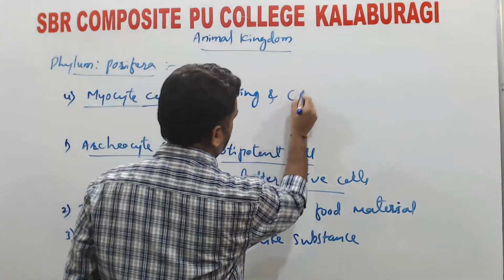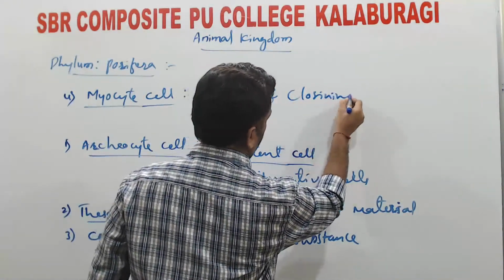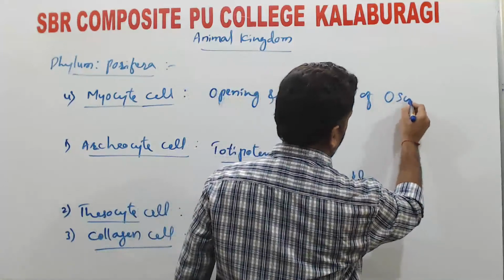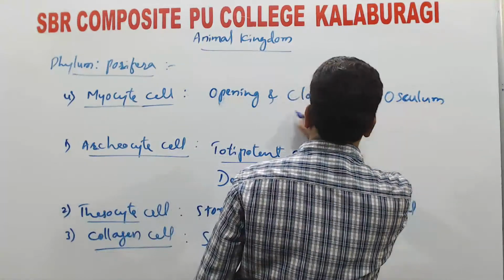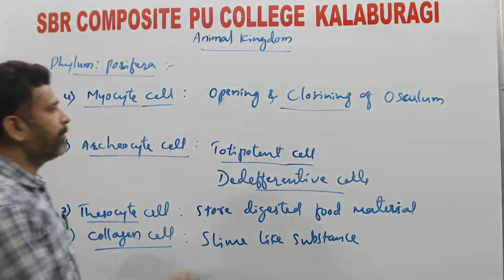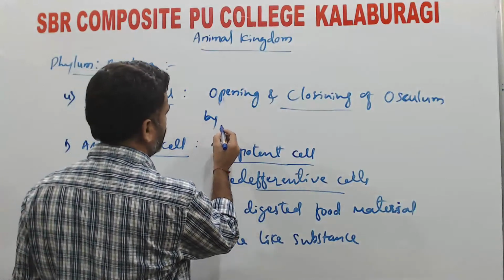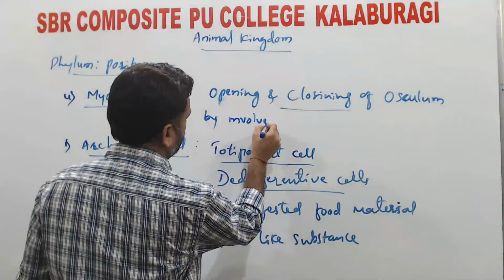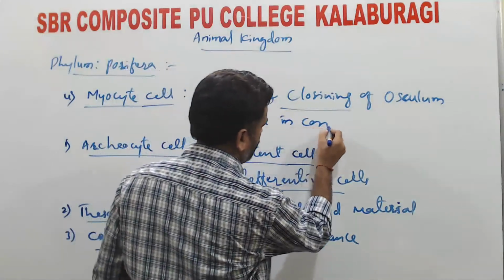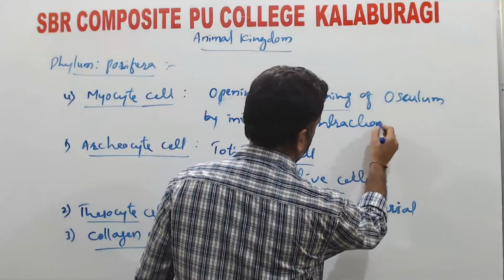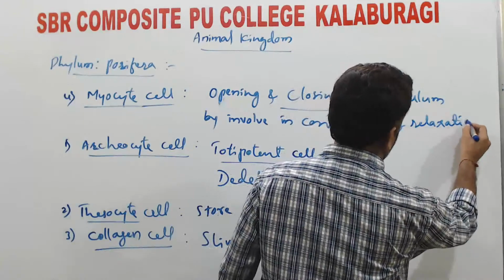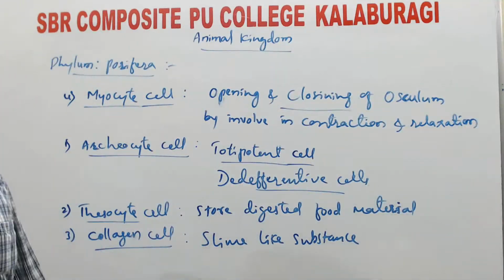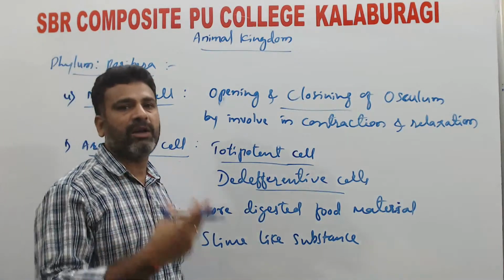The opening and closing of the osculum. The opening and closing of the osculum happens by involving the contractile nature, by involving contraction and relaxation. By involving the contraction and relaxation process, it helps in the opening and closing of the osculum.